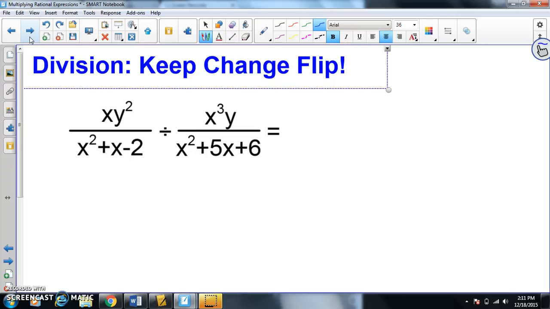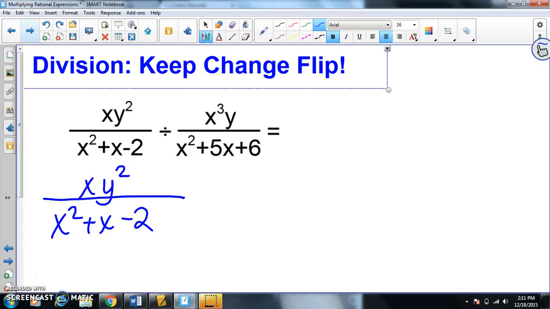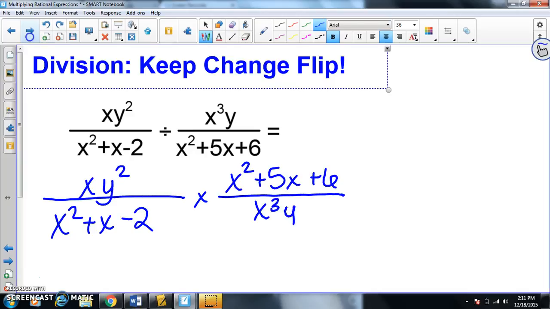So I'm going to keep my first, xy squared over, change my division sign to multiplication, and now I'm going to flip my second fraction. So what is in my denominator I'm going to put in my numerator, and what is in my numerator I'm going to put in my denominator. I then want to factor my numerator and denominators.